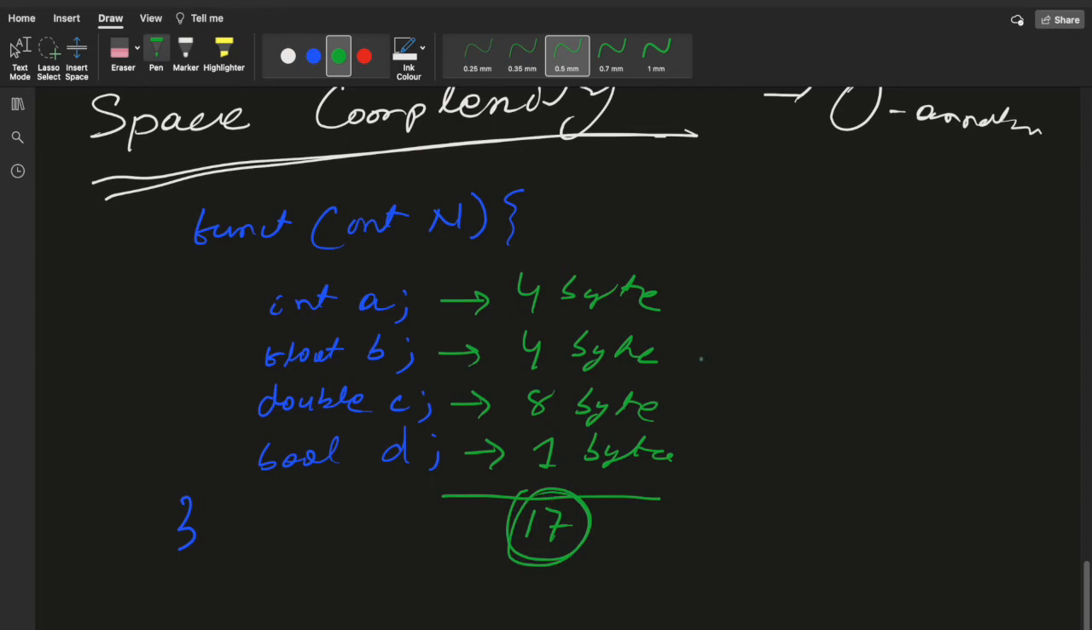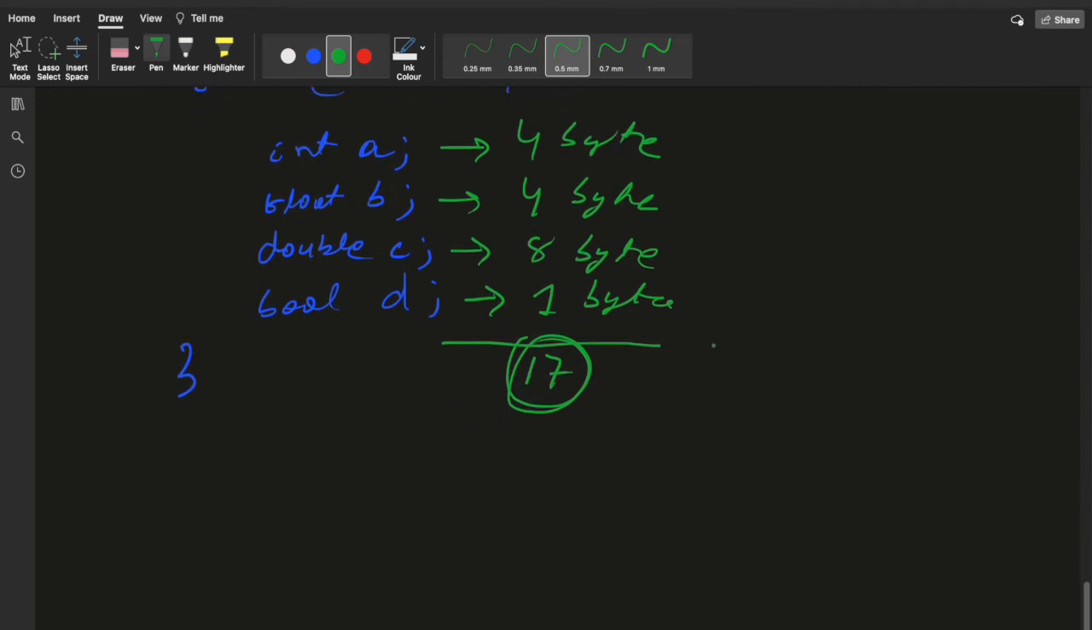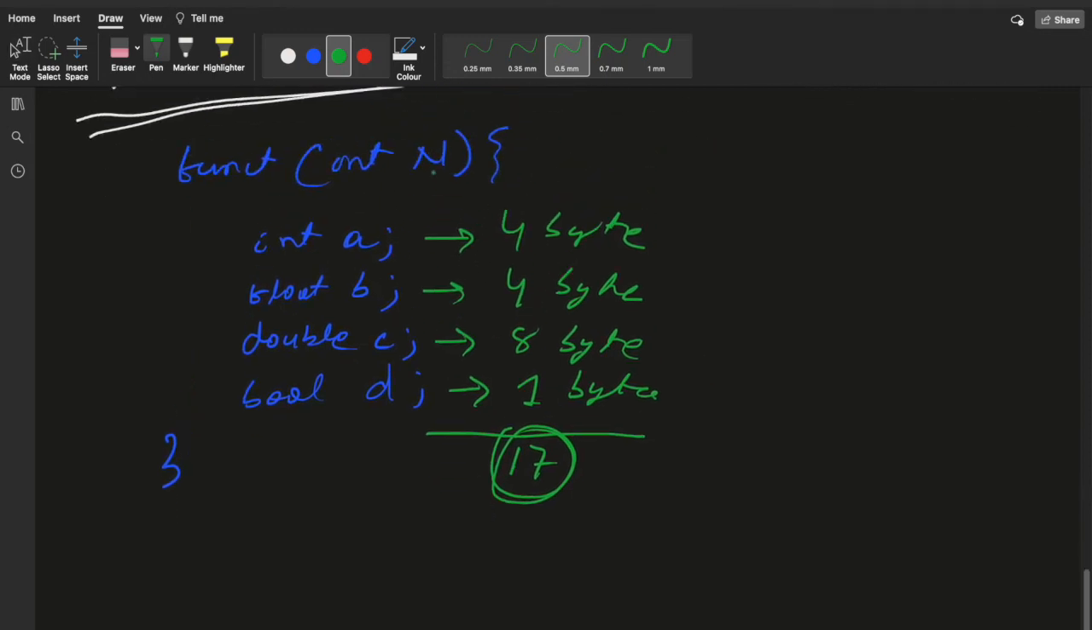Now let's say n is the input, and n is 10. When n is 10, do you see any changes in these data types? It will always be 4, 4, 8, 1. It is always 17. Plus, if n is 100, these values are the same. The sizes are the same.